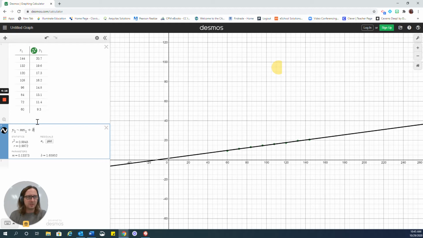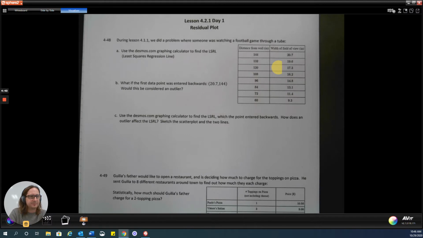So let's look at our slope and our y-intercept. It's telling us that our slope, our m value, should be 0.13373. Let's just use 4 decimal places, so we'll call this 0.1337. And then over here, we'll call this 1.6595. Okay, so I'm going to write that down on my paper now that I have a slope and a y-intercept, and we'll come back to this in a second.